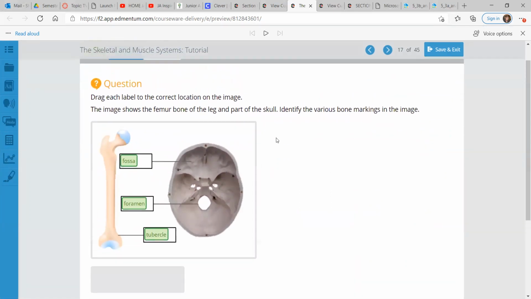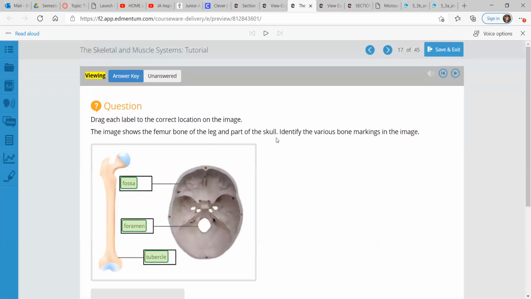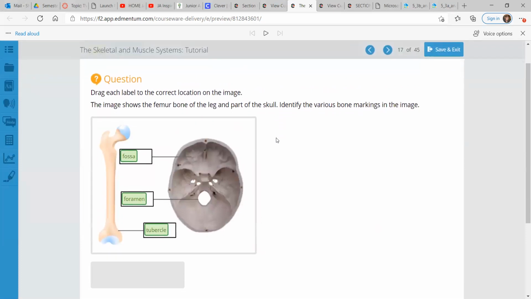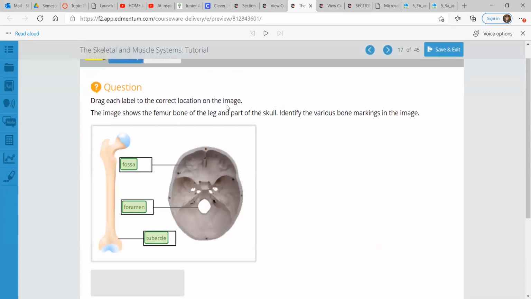The skeletal and muscle systems tutorial. So we're on to our next question that checks progress or just sees if you're understanding what's happening. But we're dragging each label to the correct location on the image. It shows the femur bone of the leg and part of the skull. Identify the various bone markings in the image.